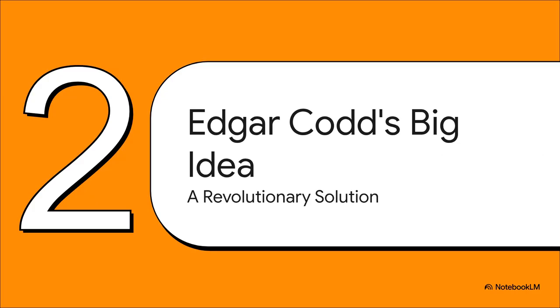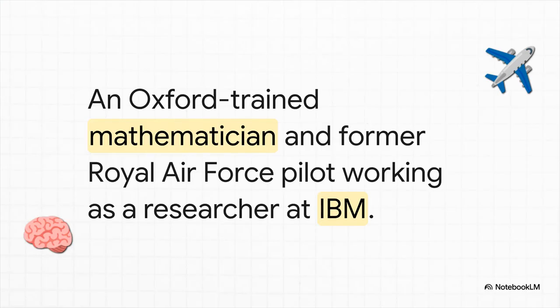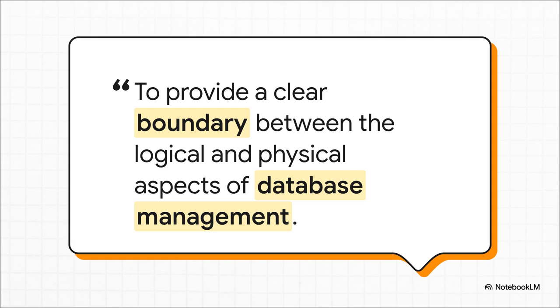But then along came the hero of our story. An unassuming mathematician working at IBM who saw a simple, really elegant way out of this data labyrinth. Edgar, or Ted Codd, as his friends called him, wasn't your typical computer programmer of that time. No, he was an Oxford-trained mathematician, a former pilot in the Royal Air Force, and a bit of an outsider at IBM. And that unique perspective is what let him see the problem not as an engineering mess, but as a logical puzzle.